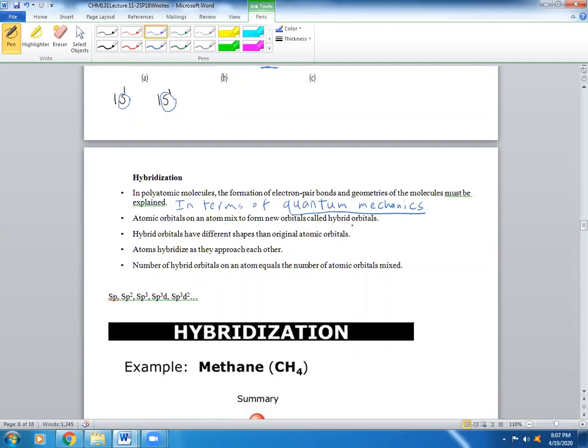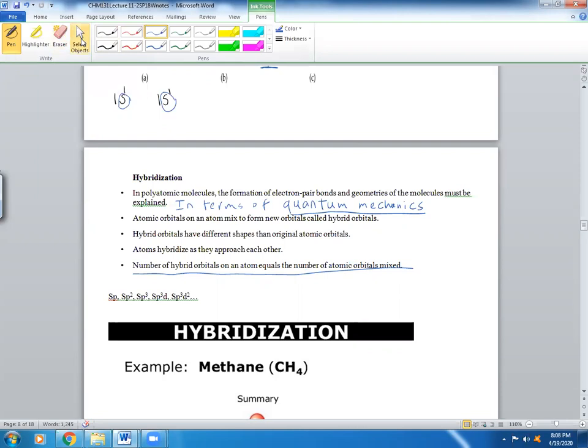So we're going to show you in a second, but the idea of hybrid means you're mixing 2 different things and you get a product that is a mixture of both, right? So hybrid orbitals have different shapes than original atomic orbitals, and they hybridize as they approach each other. And the most important thing you have to remember is that the number of hybrid orbitals on atoms equals the number of atomic orbitals mixed.